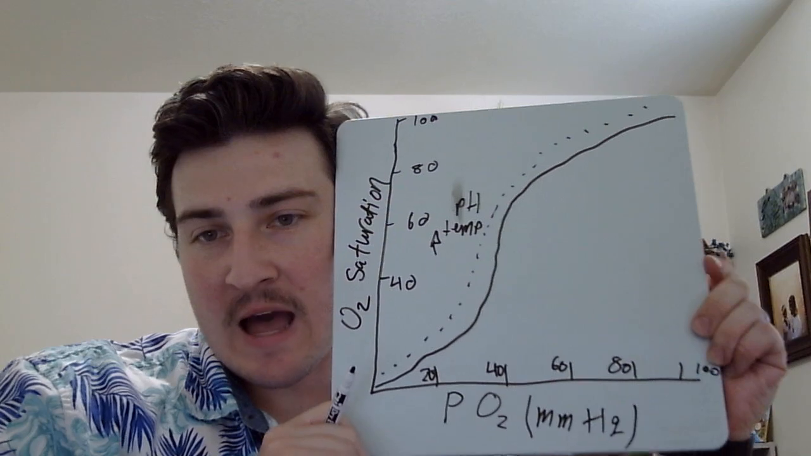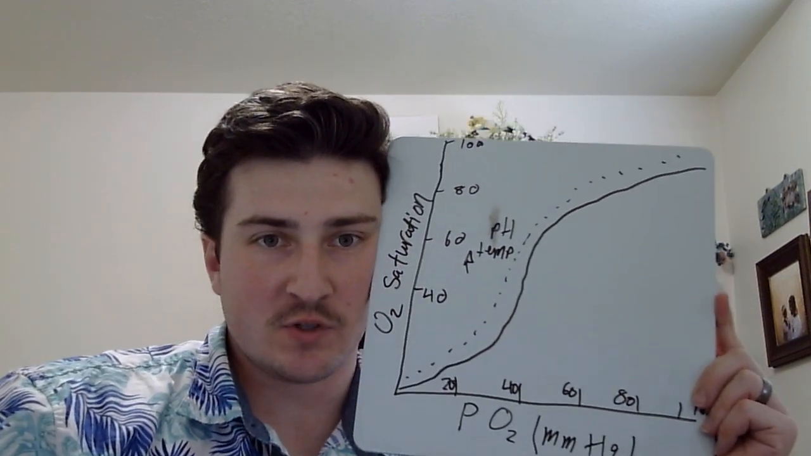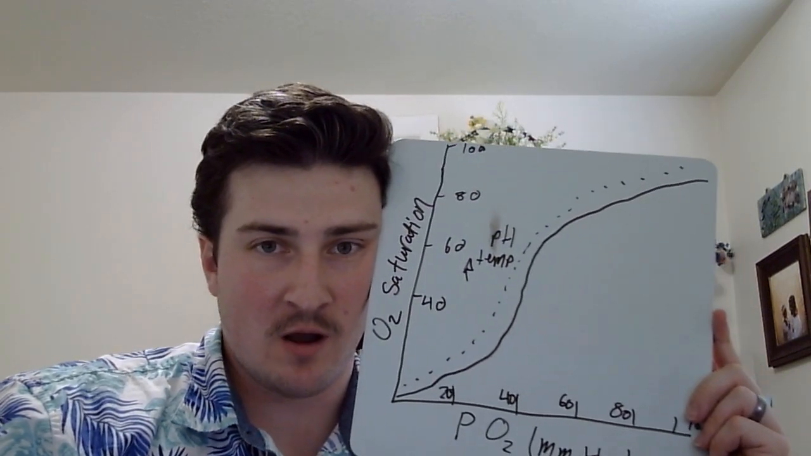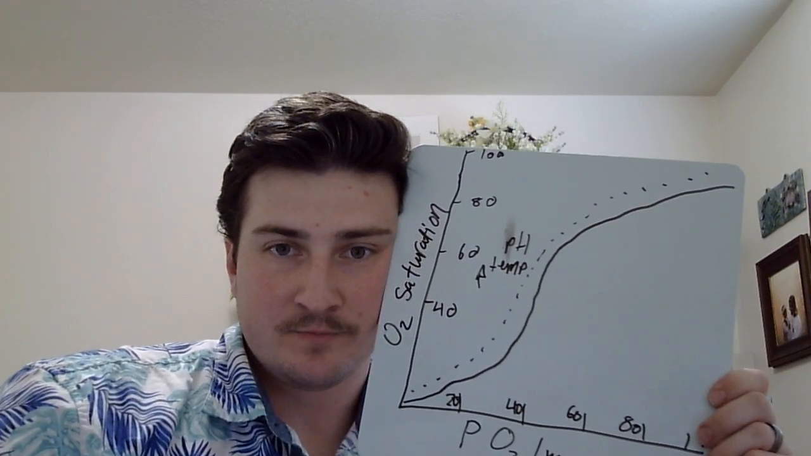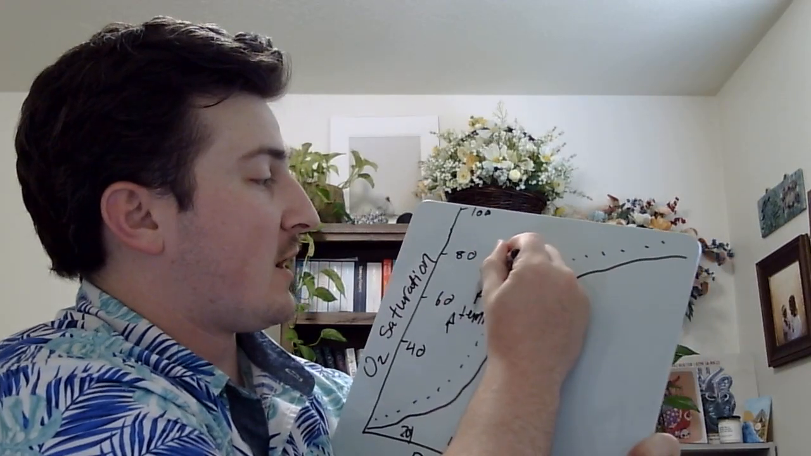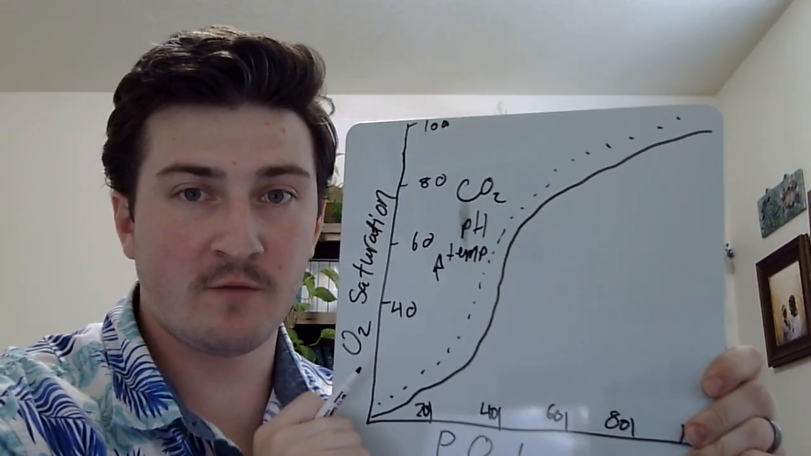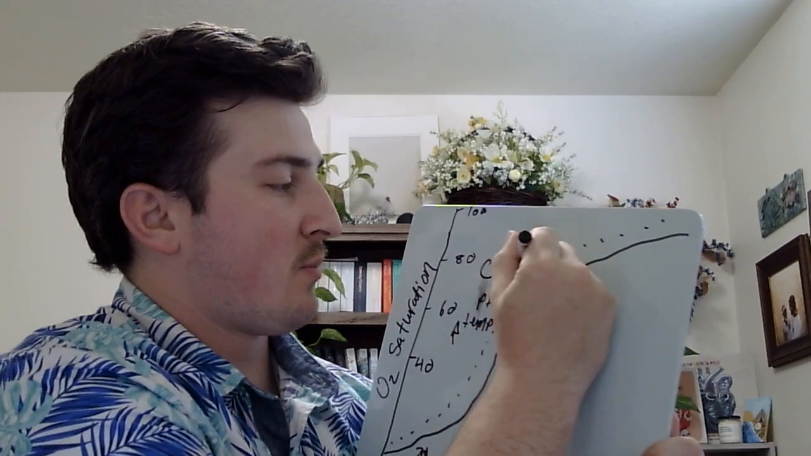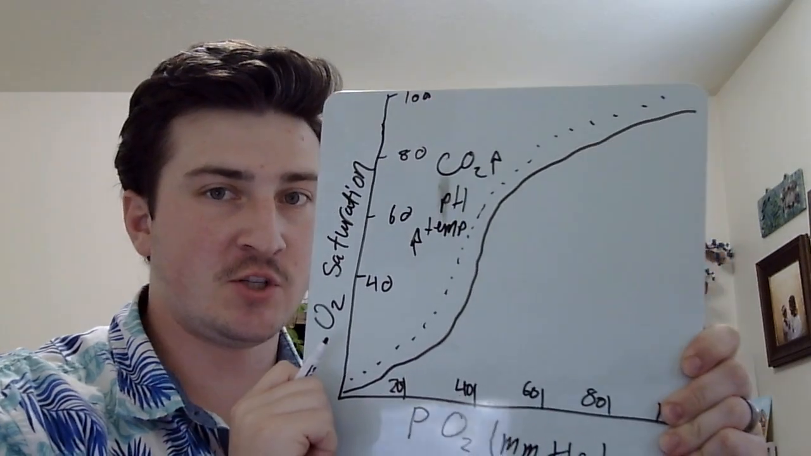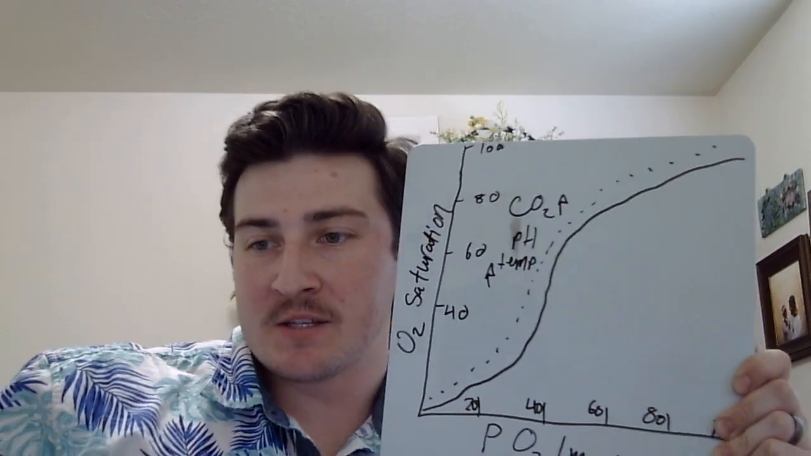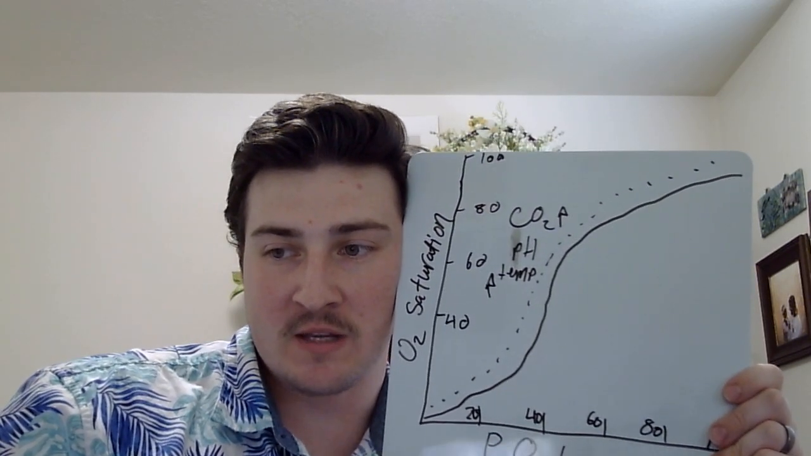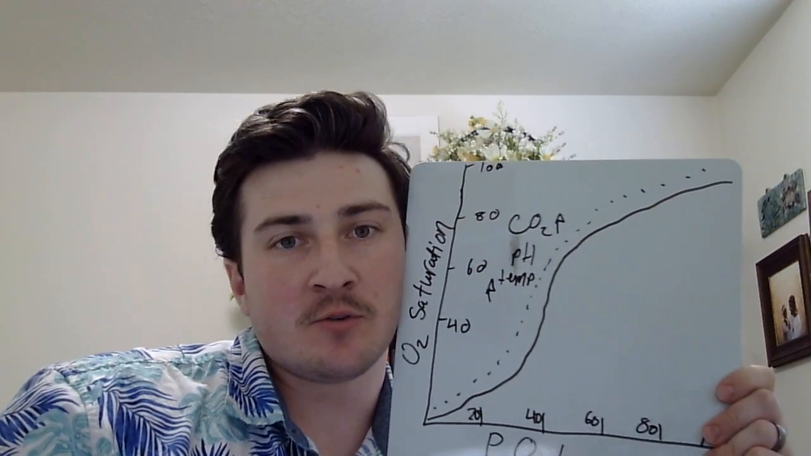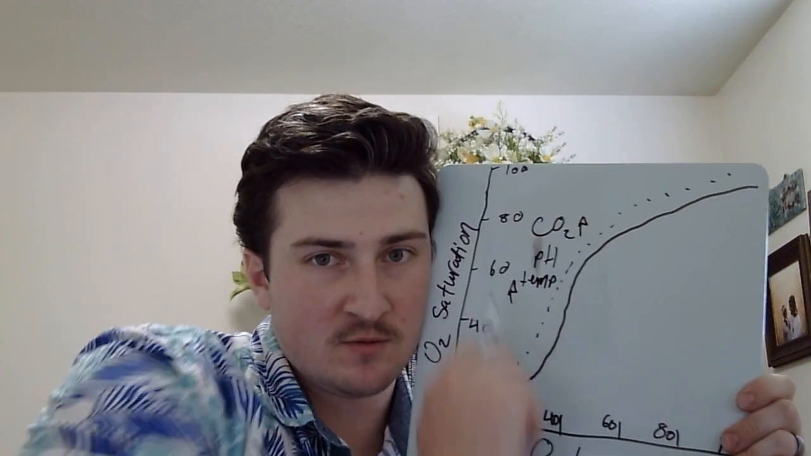As well as higher CO2 levels. Obviously, if there's more CO2 in the body, it's going to displace our oxygen. And yeah, I'll go ahead and write that. Our CO2 going up will also cause this shift to the right, as well as our 2,3 BPG. BPG stands for biphosphoglycerate in the body, and that's also going to decrease our affinity, causing the shift to the right. I think I got everything.